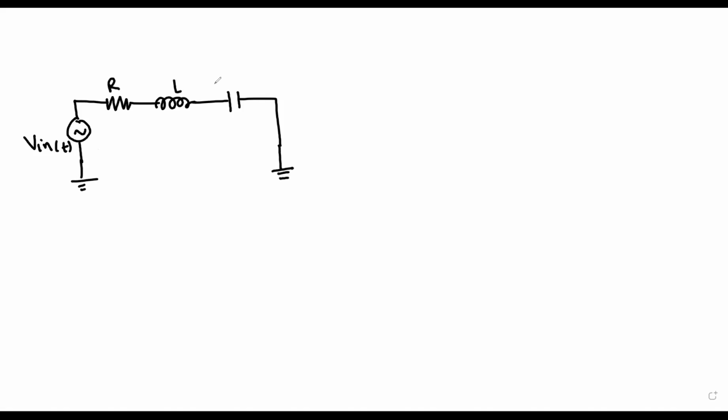Hello, what we are going to discuss today is the series RLC circuit. Let us say we are driving this circuit with the input voltage source V in of t. Let's draw it properly. This is a resistor R, inductance L, and capacitor C. The current that flows through this circuit is I of t, right? And this is a series RLC circuit.